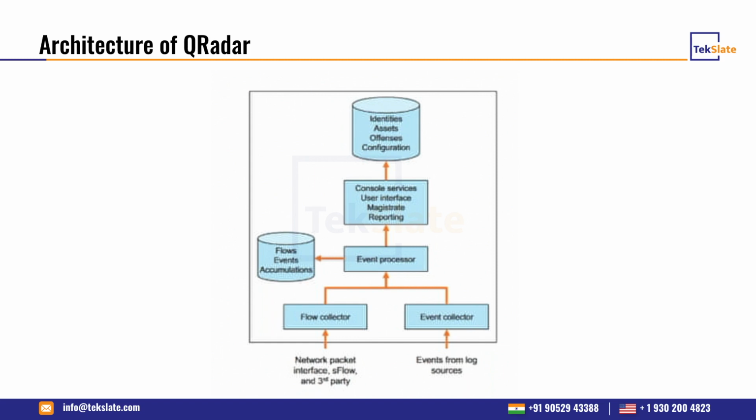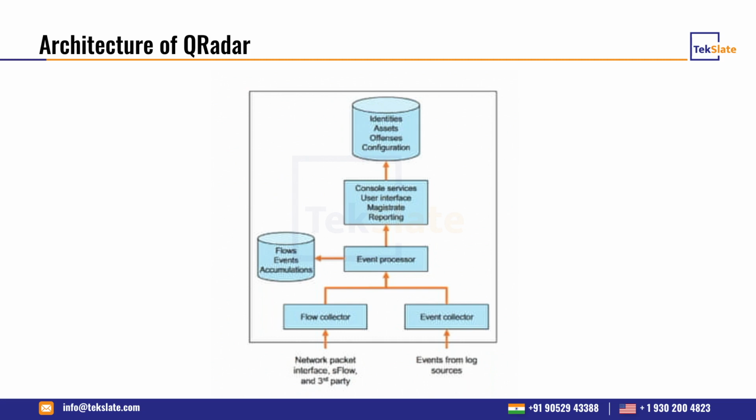Whenever QRadar is connected with any machine, these two collectors are connected with that. This connection is made on the logical phase. Basically they are connected with Ethernet and all, or maybe they can be connected with Wi-Fi as well. They will receive information, and that information is your logs. If that is an activity log, it will come into this event collector. If that is network communication information, it will be received by this flow collector.